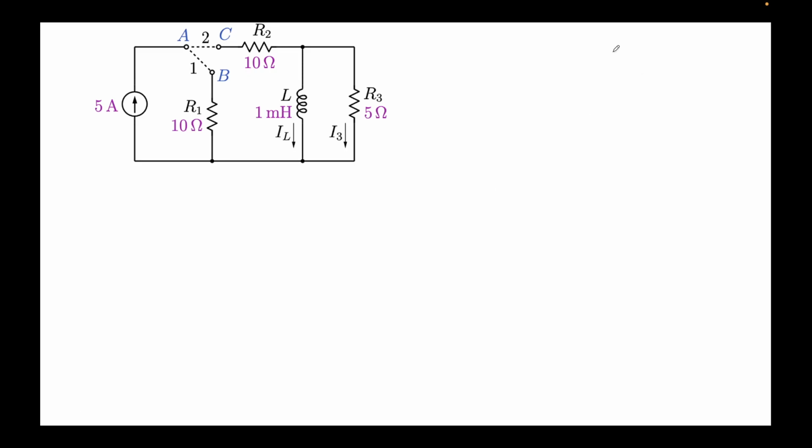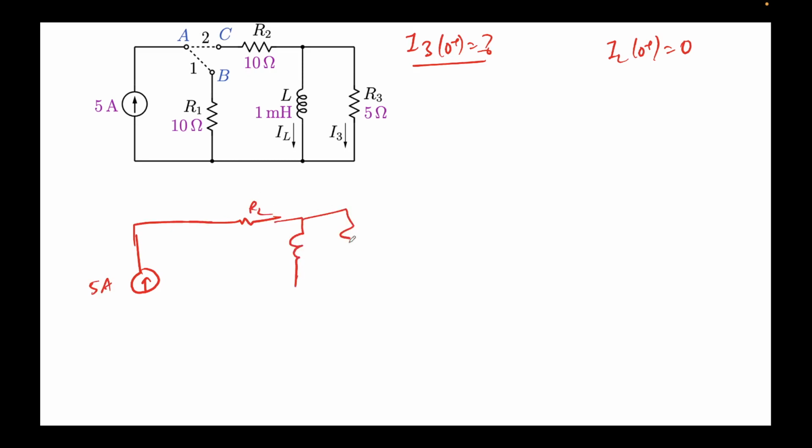Okay, so we saw that IL at 0 plus would be equal to 0. Now I'll draw this circuit because we are interested in finding I3 at 0 plus. What is this current? So I'll draw this circuit just at 0 plus. The circuit will look something like this. This will be 5 milliamps. At 0 plus, A and C are connected, so this will be R2, R3, and this will become open circuited.